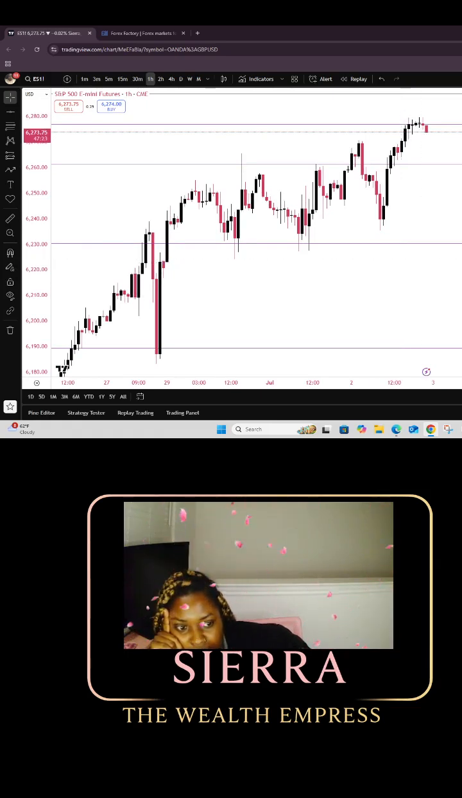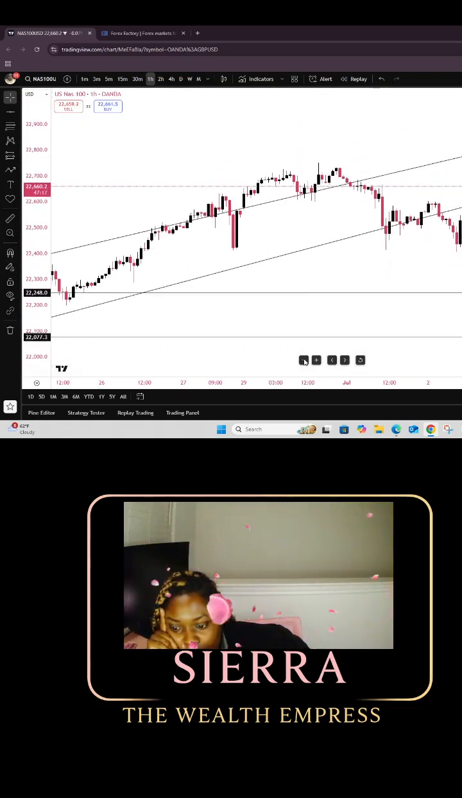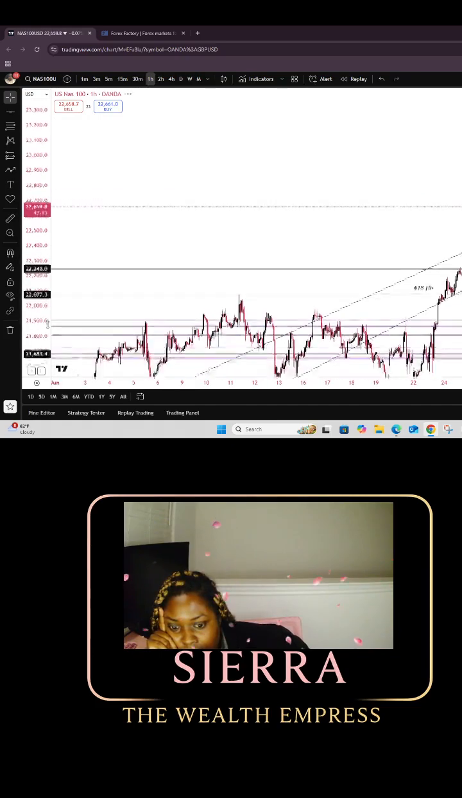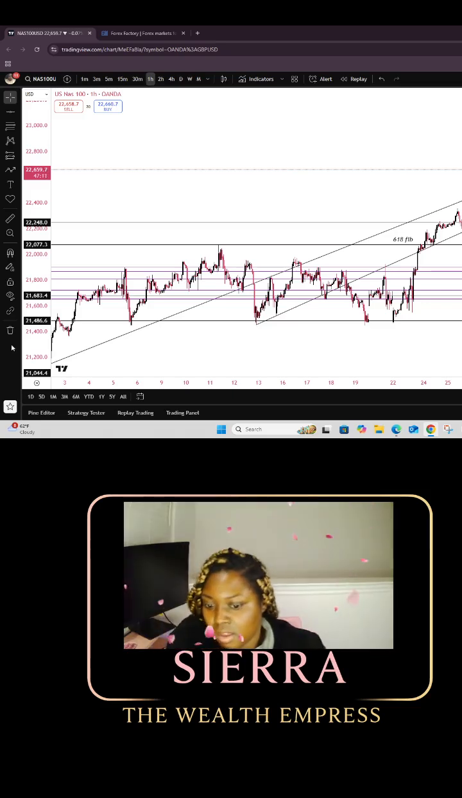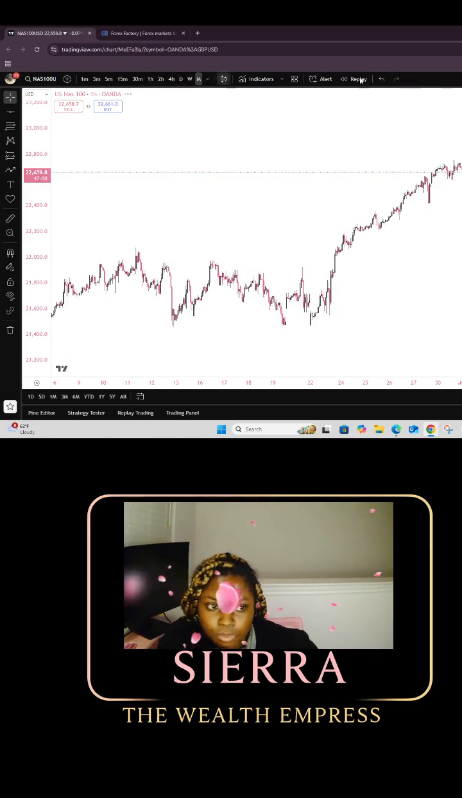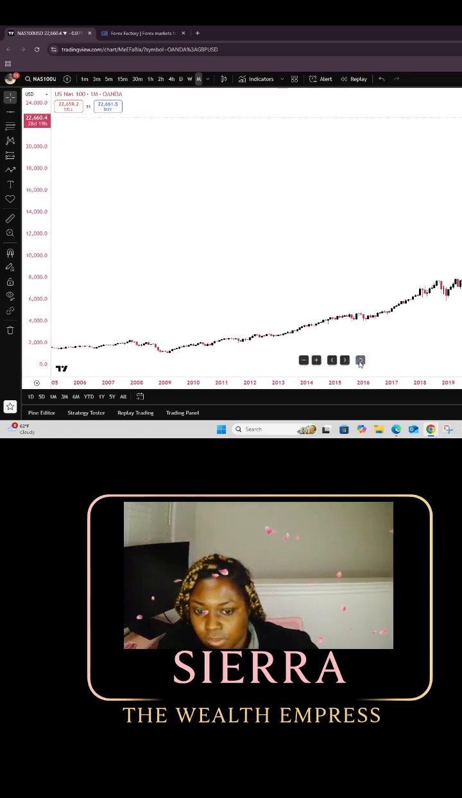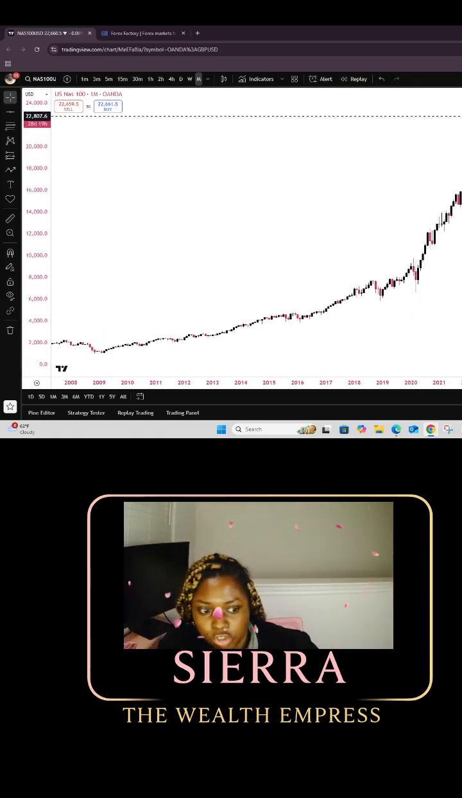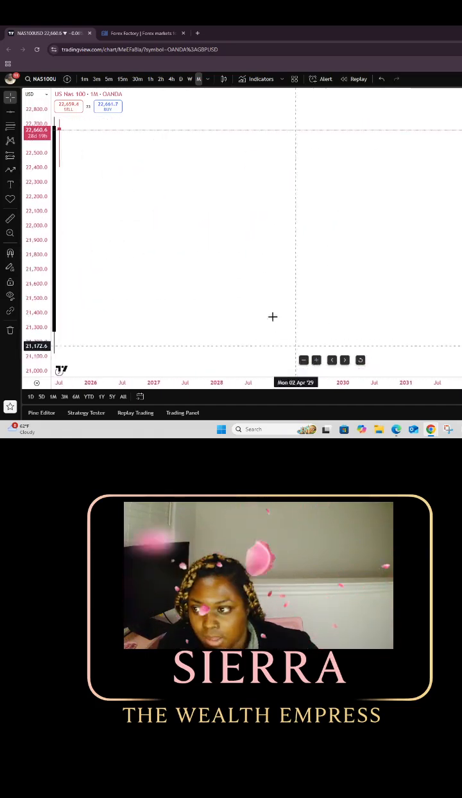Okay, Nas and Bitcoin. Nas would be the same as SPX. I do have to re-mark up Nas because I've had this on here for forever, so let's delete Nas. We'll come to the monthly, and as we know with indices, it's just pushing straight up. Oh, and Nas has already run to all-time highs. Okay.